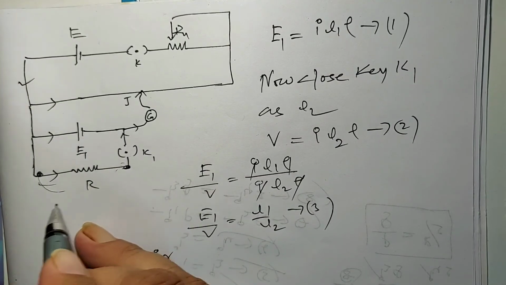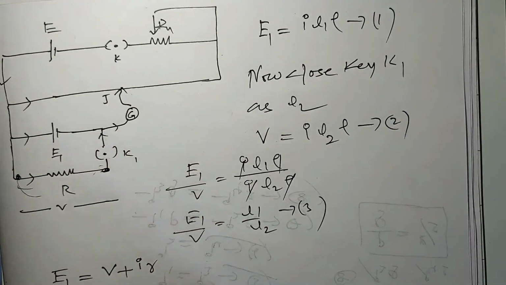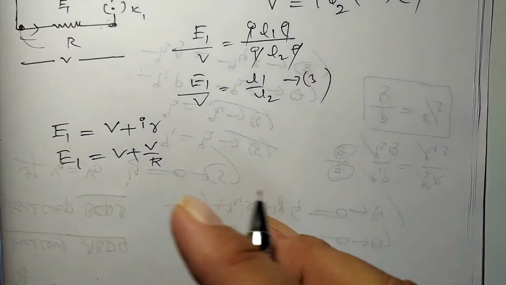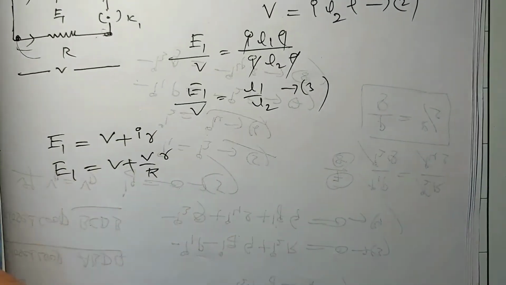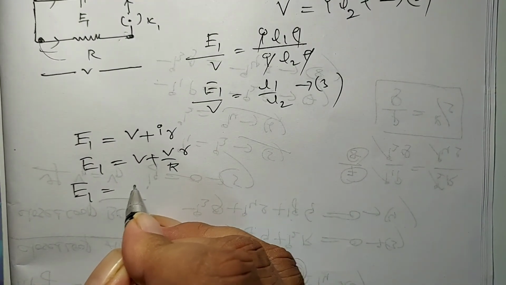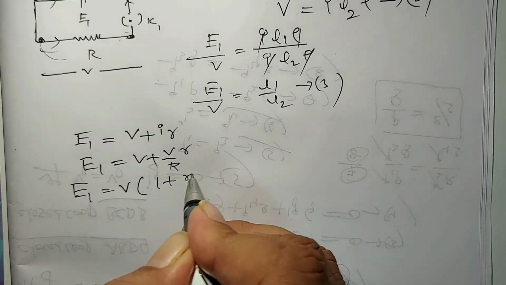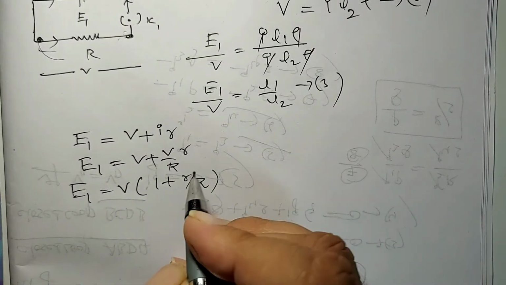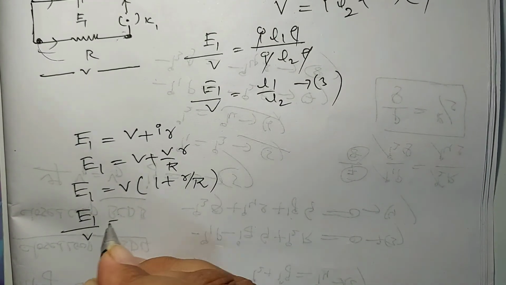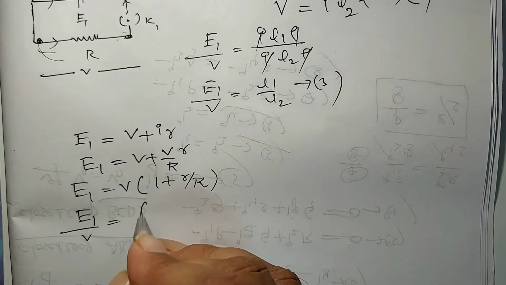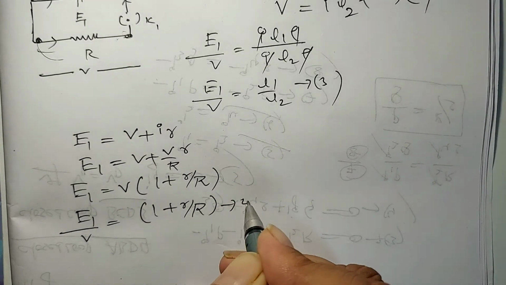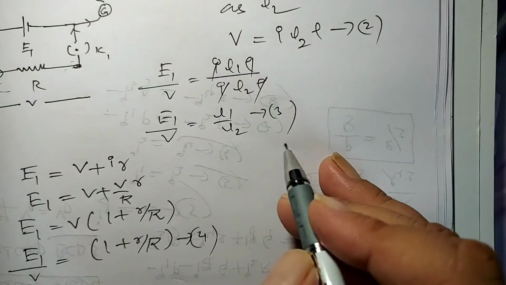The potential difference across the resistor is nothing but V, so I is V by the external resistance R. So E1 is equal to V plus V by R into small r. Take V common: E1 is equal to V times 1 plus small r by capital R. Now E1 by V is equal to 1 plus small r by capital R. This is equation 4.